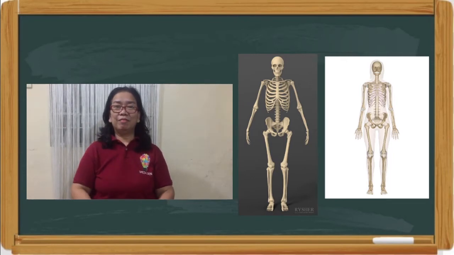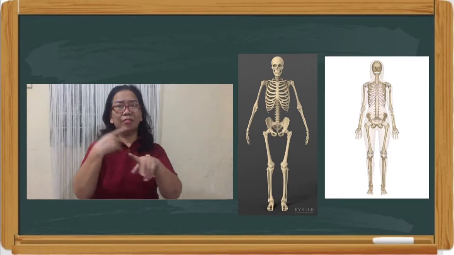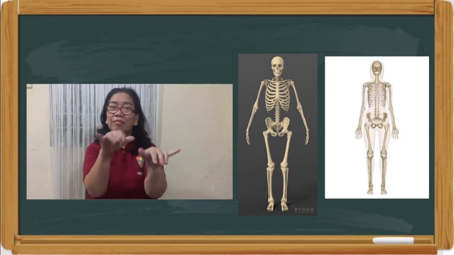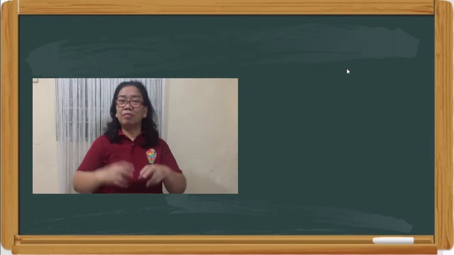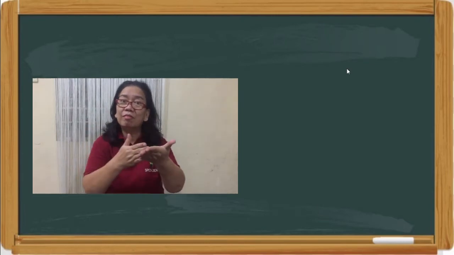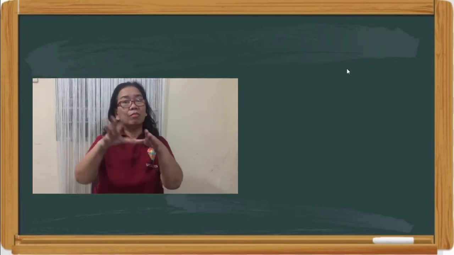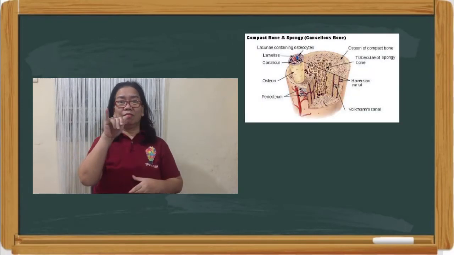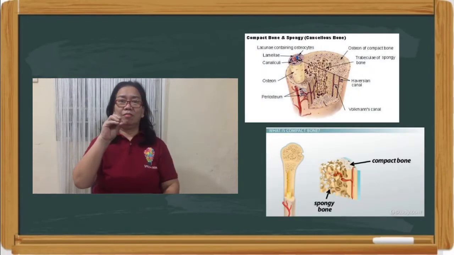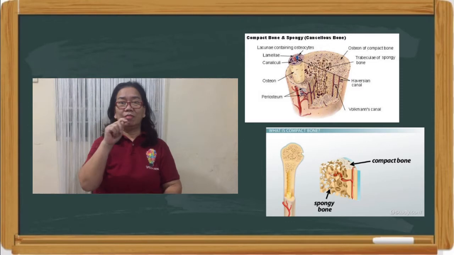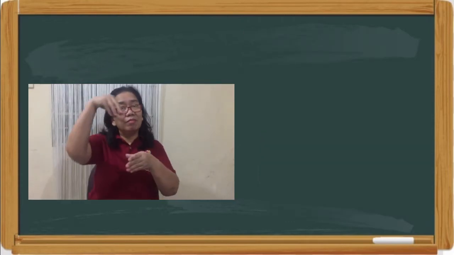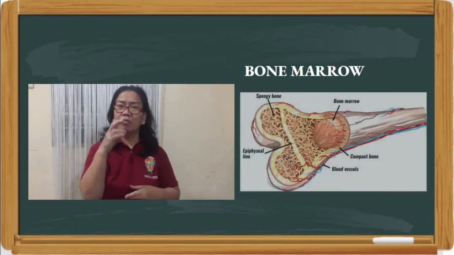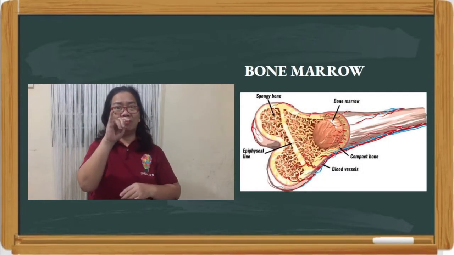Our bones come in many shapes and sizes. The hardest part of our bones is on the outer layer, which is called compact bone. Inside our bones are softer, fatty tissues called the bone marrow.